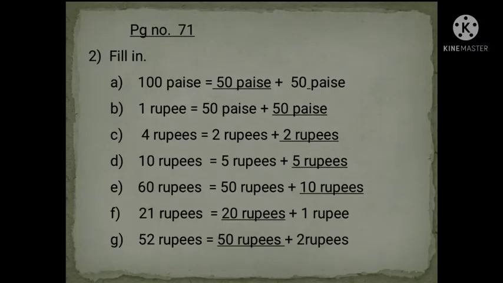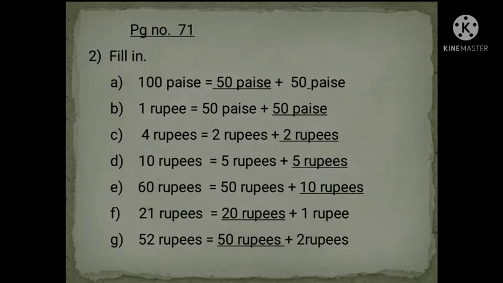Now it is time for the exercise given on page number 71. Fill in the blanks. The first one is 100 paisa. How do we get 100 paisa? 100 paisa we get with 50 paisa plus 50 paisa is equal to 100 paisa. B. 1 rupee is equal to 50 paisa plus 50 paisa, which means 2 coins of 50 paisa make 1 rupee.